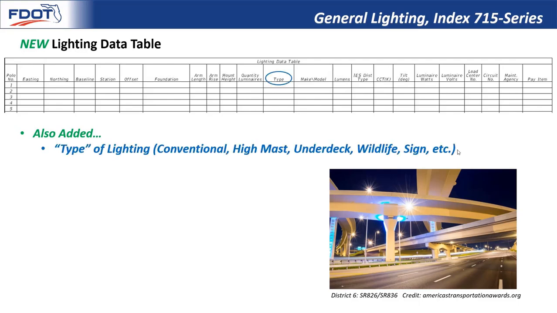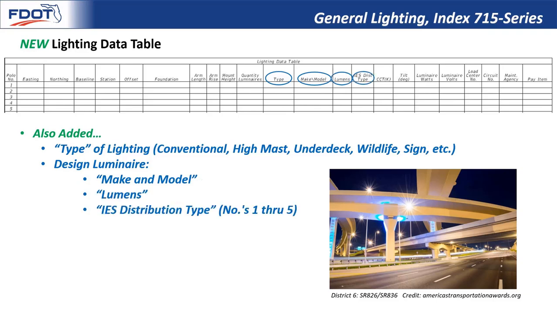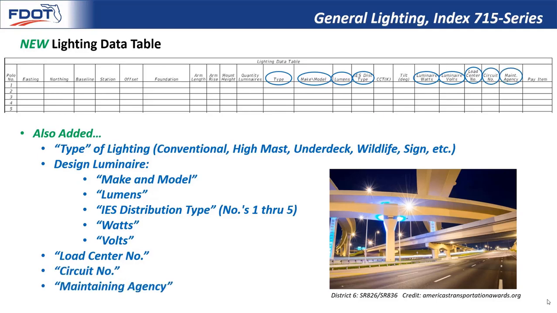And so first is the type of lighting per FDM 231. So that could be conventional, high mast, underdeck, wildlife, or sign. We then have inputs to define the design luminaire, including the make and model of the design luminaire, the EOR selected for the project for the photometric analysis, the lumen output of that luminaire, the IES distribution type, where the options are 1 through 5, the luminaire wattage, the volts, the load center number that this is connected to, the circuit number that this is connected to, and the maintaining agency.